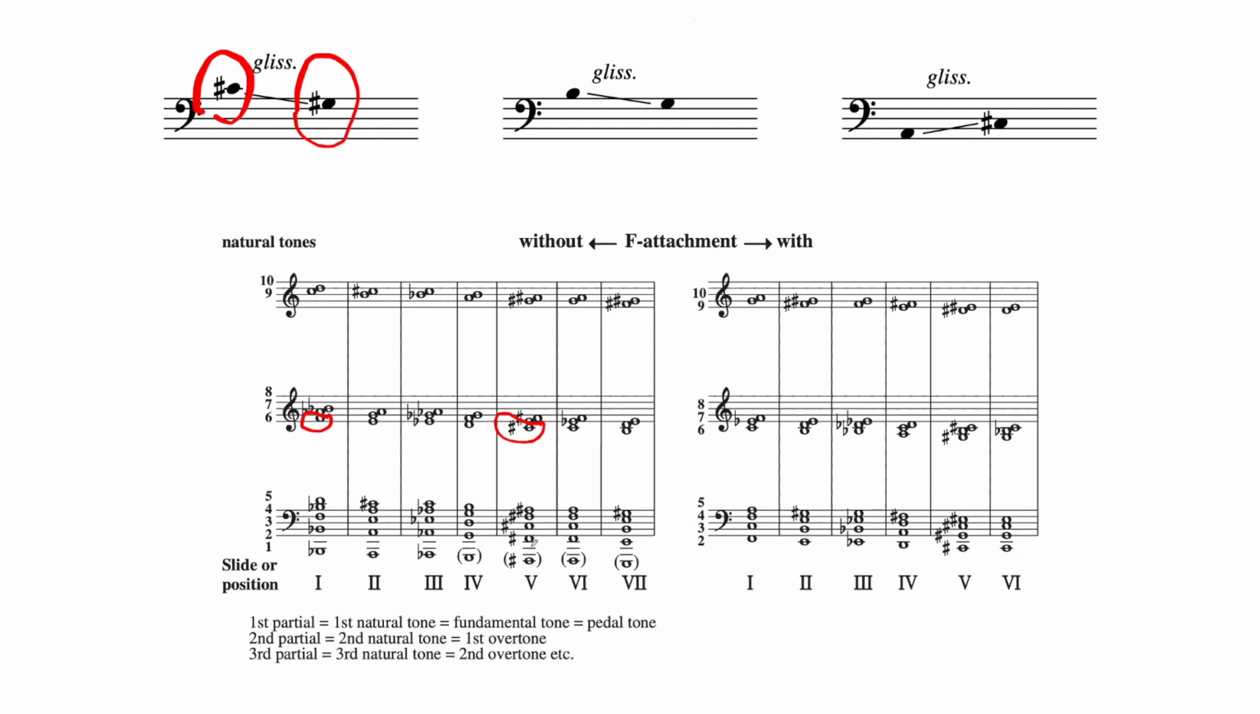But we cannot make a glissando from F to this G, for example, or I don't know, this B natural. We cannot switch to another partial. They have to be the same partials. Let's talk about these examples.